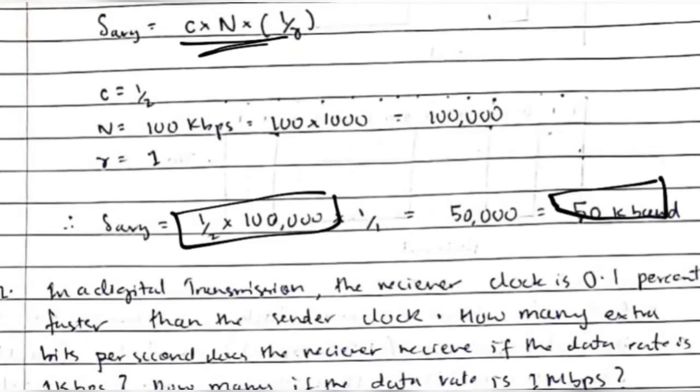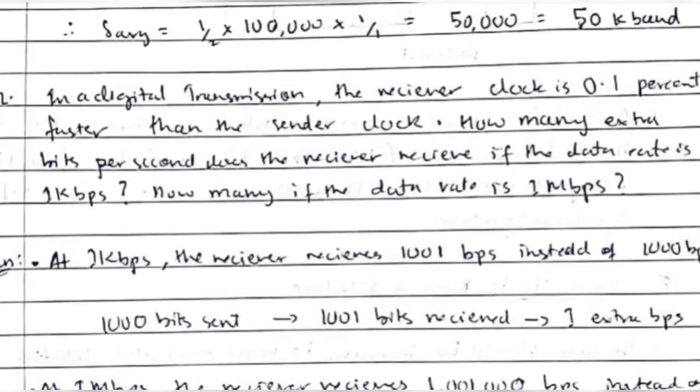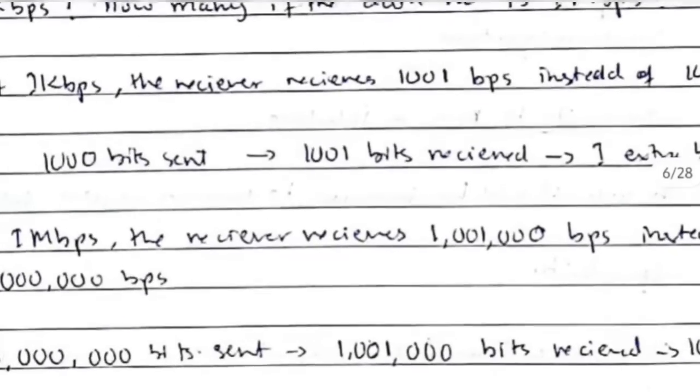In the next question, we have been given that the receiver's clock is 0.1% faster than the sender's clock. So there's a lack of synchronization here. How many extra bits does the receiver receive if the data rate is 1 kilobyte per second in the first case, and in the second case 1 MB per second? Let's see each case one by one.